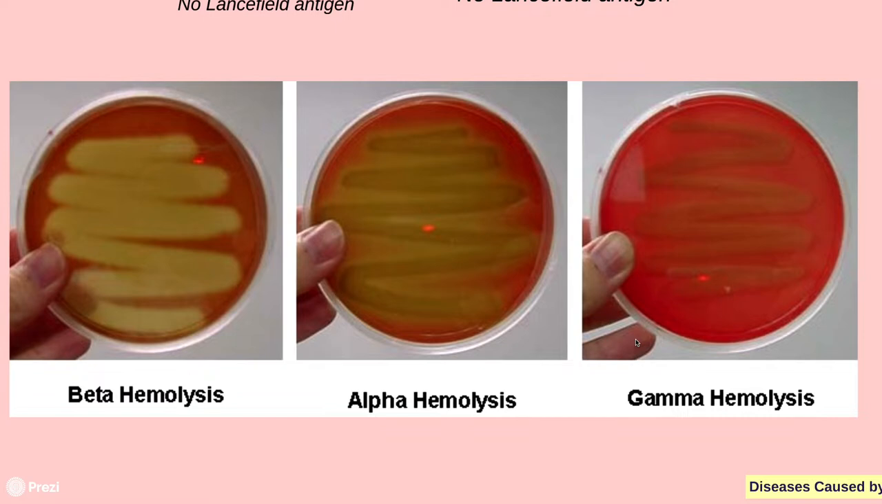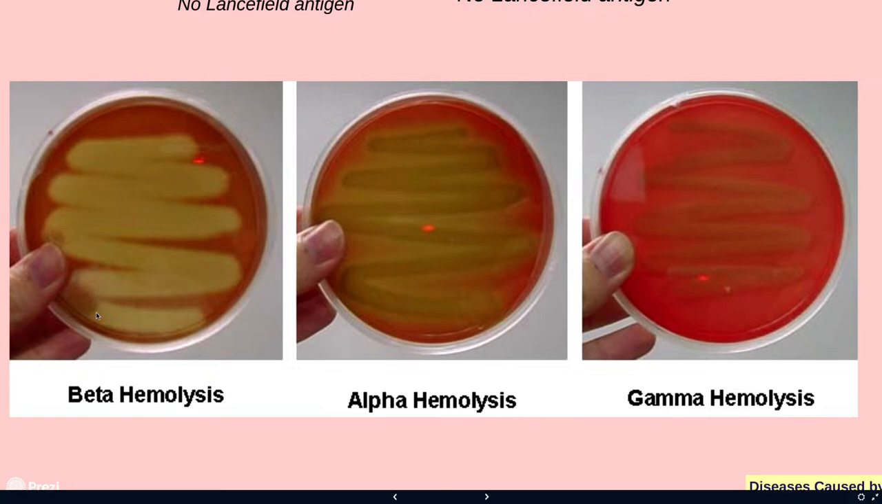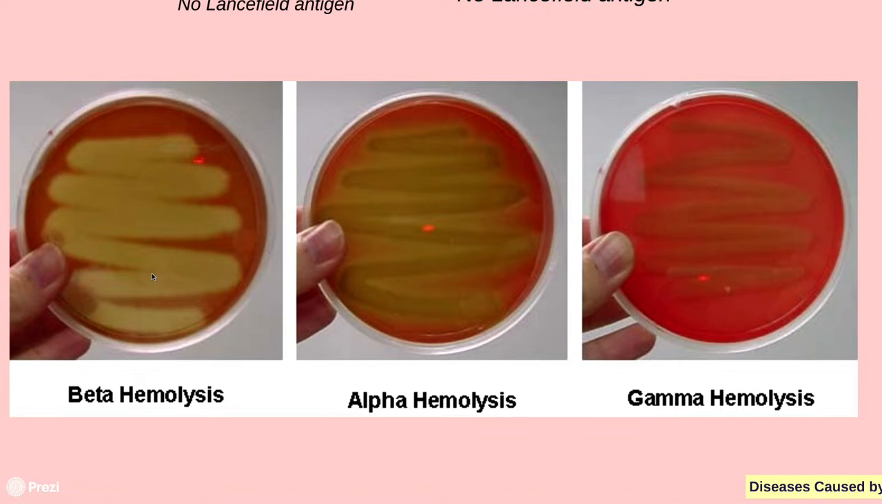So, you see the pattern here in the middle, the stats different. Were applied. All the red blood cells are hemolyzed. That's complete hemolysis, also known as beta. You can see how it happens in partial hemolysis. Partial, a little bit of.